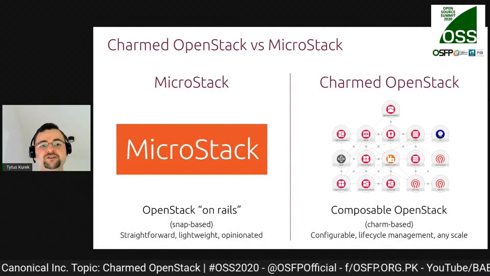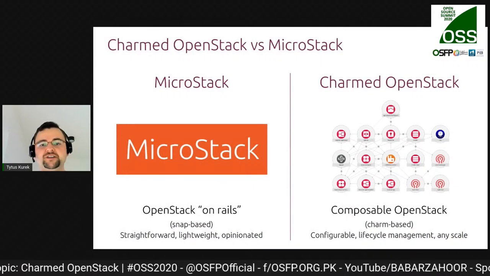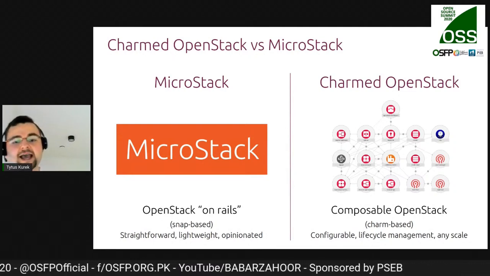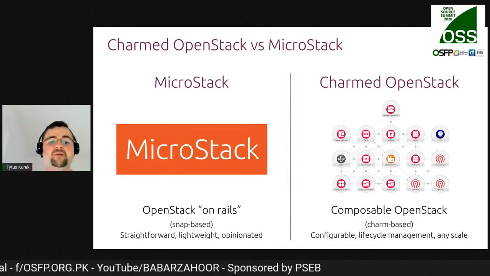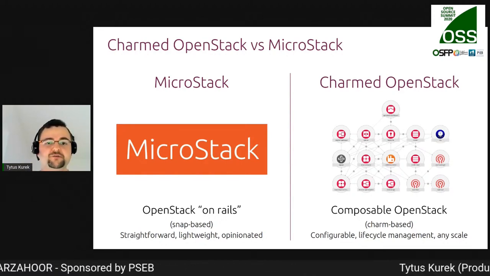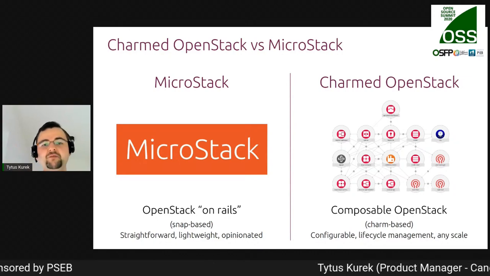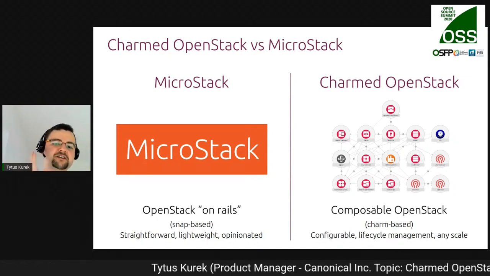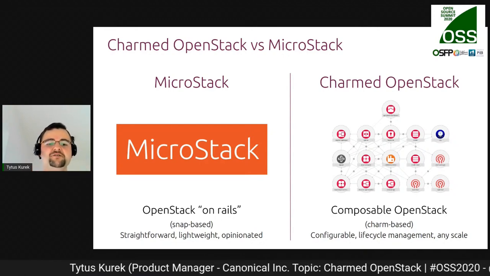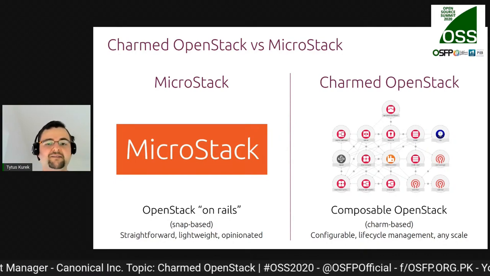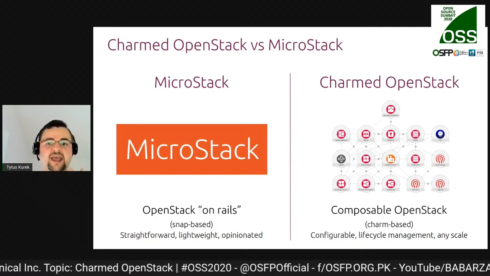And finally, a question. So I talked about two solutions. I talked about Charmed OpenStack and MicroStack. So what's actually the difference? So MicroStack, as I said, is kind of an OpenStack on Rails solution. You get OpenStack without all of its complexity, without all of its services, configuration files, processes. You don't have to deal with that. You just get OpenStack, that straightforward, lightweight, and also opinionated.